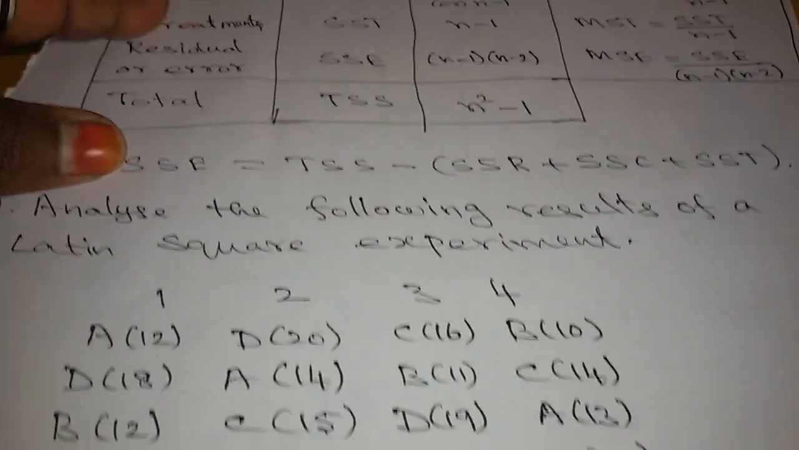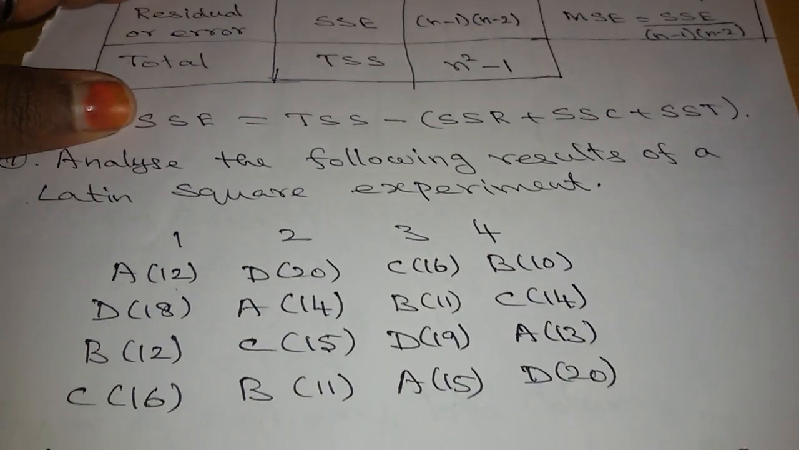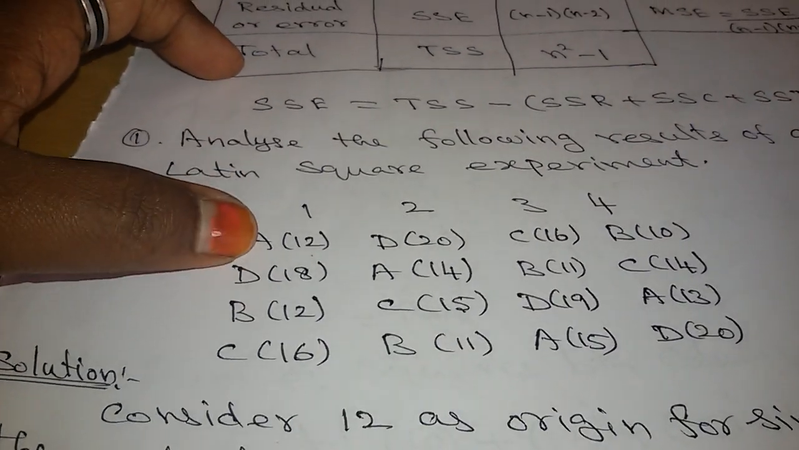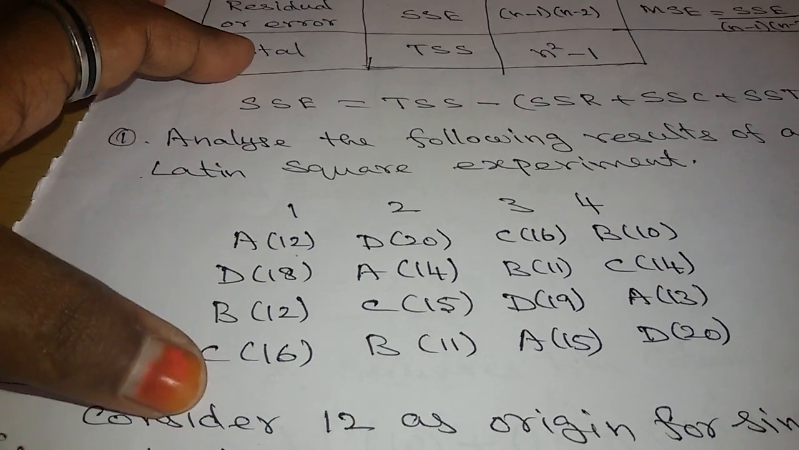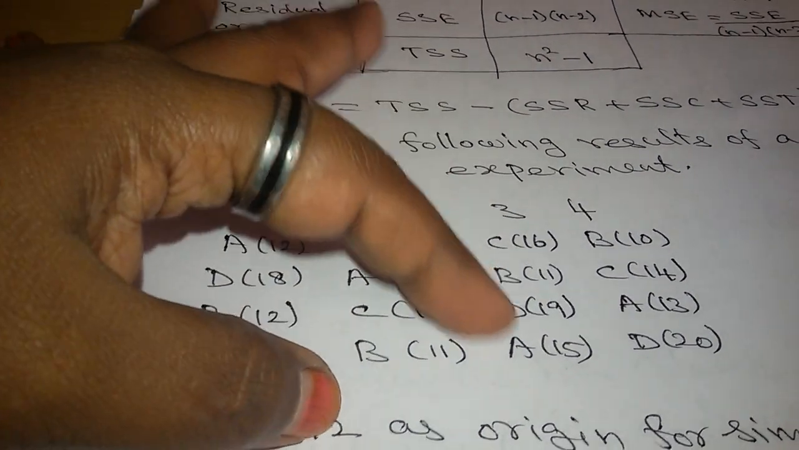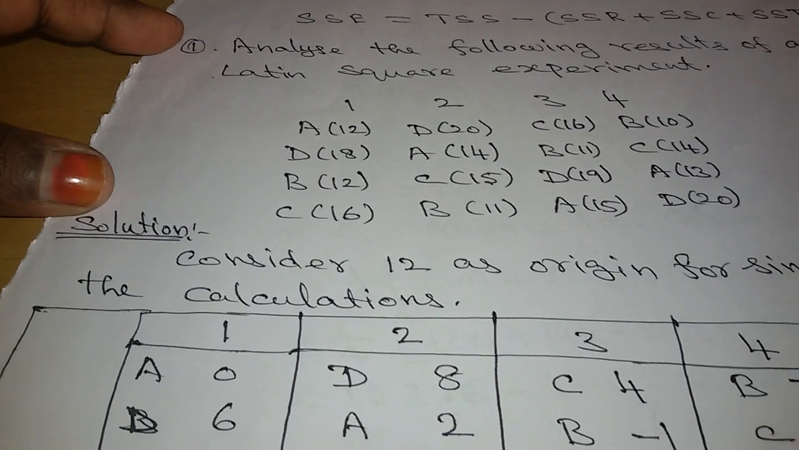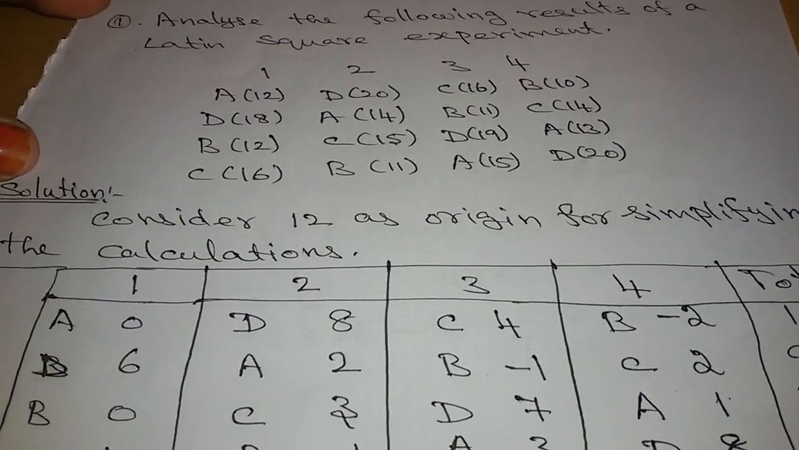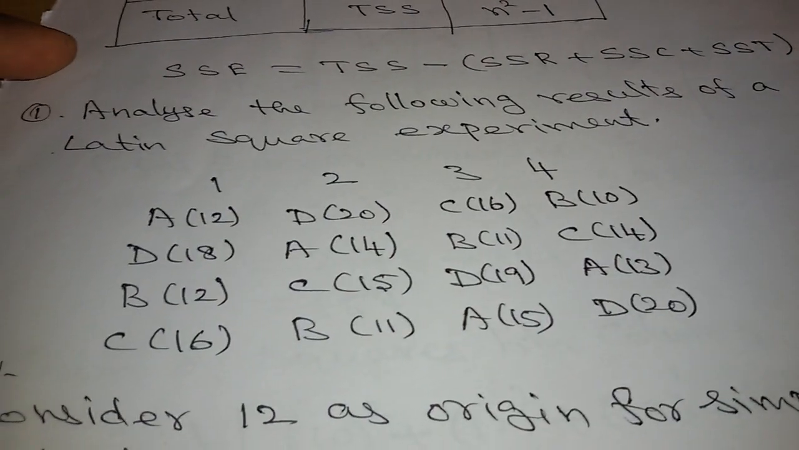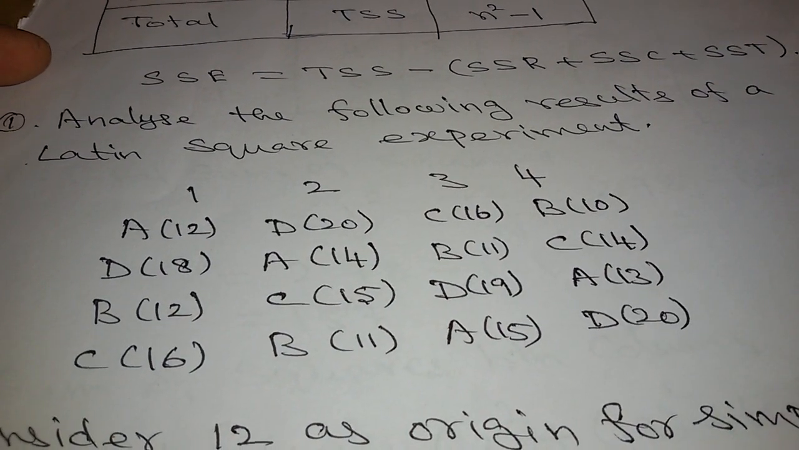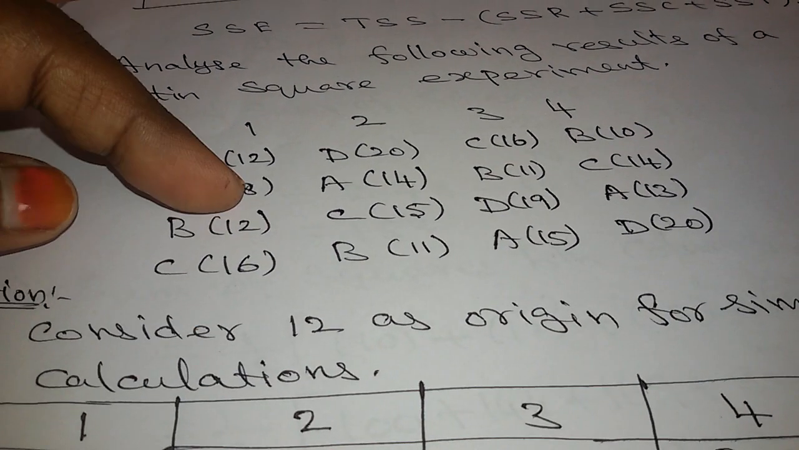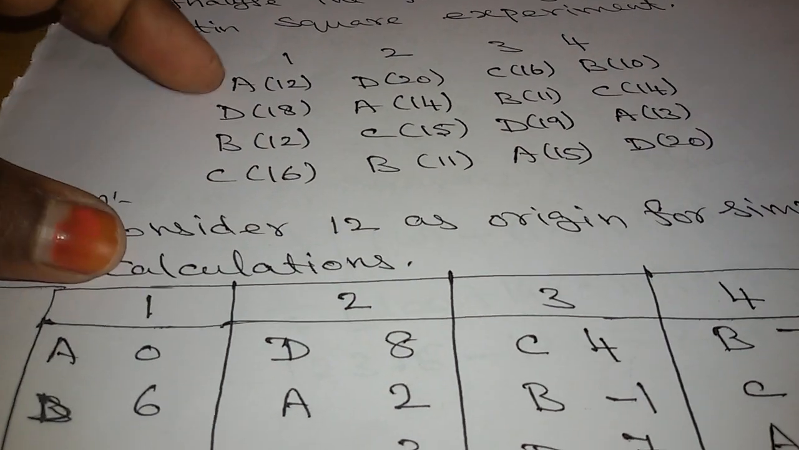Now, analyze the following results of a Latin square experiment. So here in the problem they have given the data like this: A, D, B, C in the first column, and the second column they have given these two columns. Now the solution: consider 12 as origin for simplifying the calculations. It is a very simple method: we take the element 12 and subtract it from every element in the given data. So first A, D, B, C, don't change the order here.